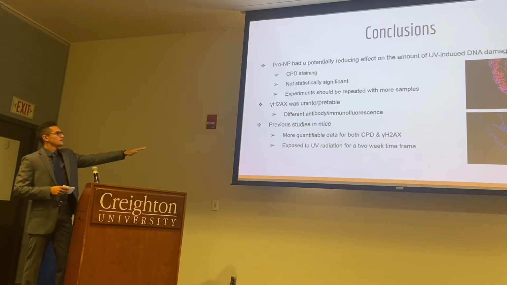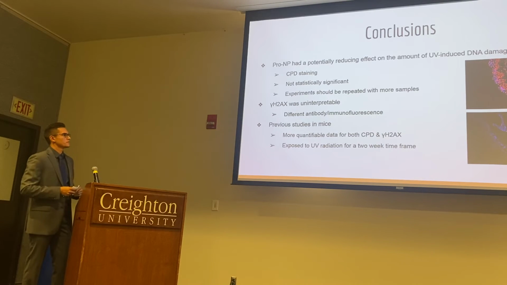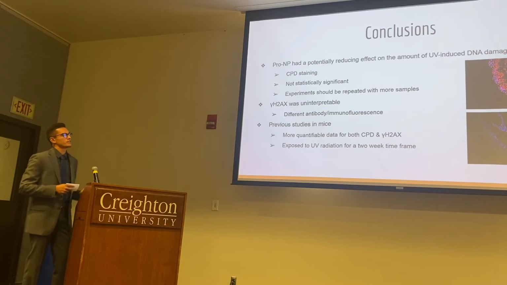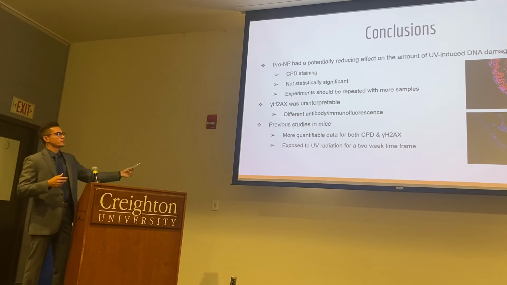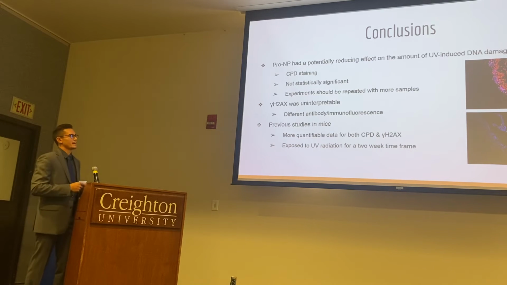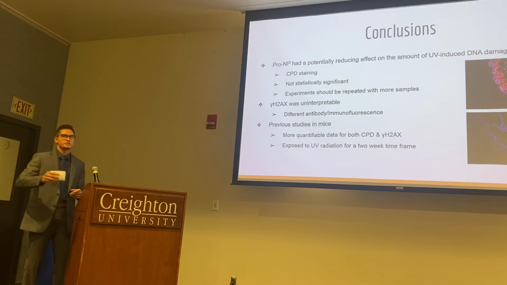Although these studies were exposing their mice to UV radiation for a 2-week time frame. This is different from our experiment because ours included 1, 4, and 12-hour time frames rather than a 2-week longer extended period of UV radiation. This could help in the process of figuring out just the effect that gamma H2AX and 8-oxodeoxyguanosine have in reaction to Pro-NP.